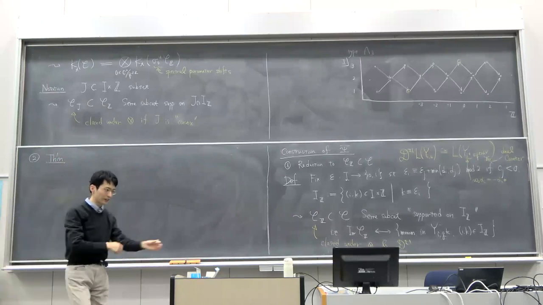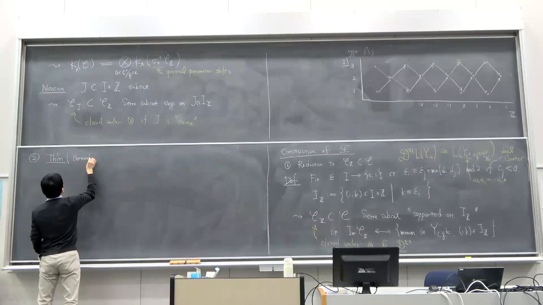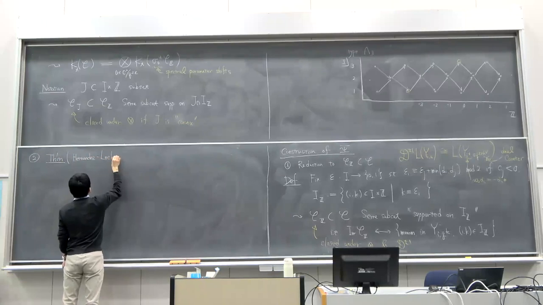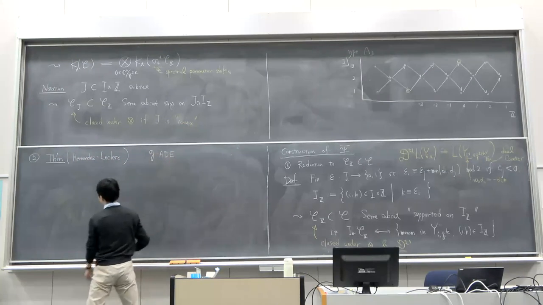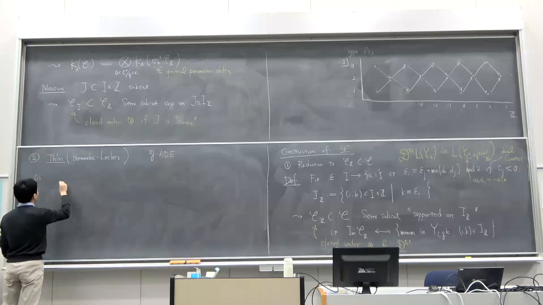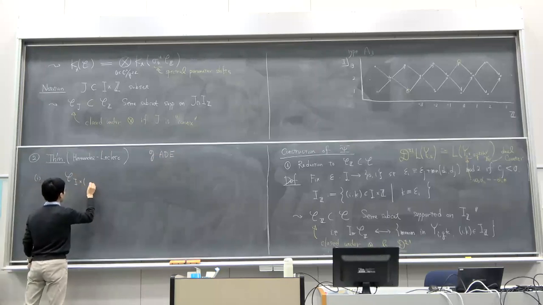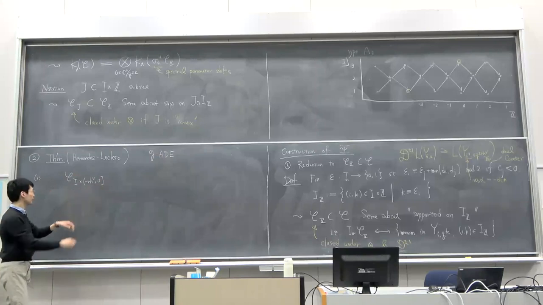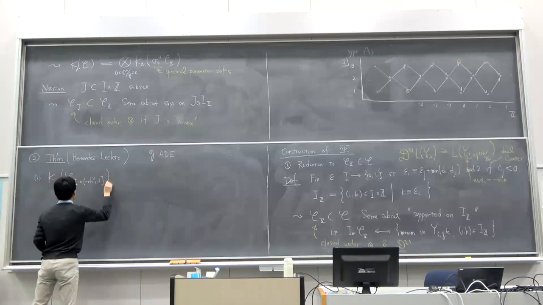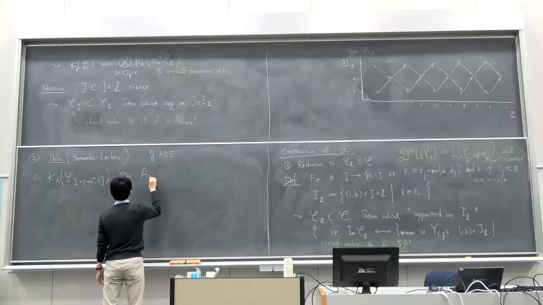First, let us consider the case of type ADE. In this case, this is due to Hernandez and Leclerc. When G is of type ADE, they proved the following. First, let us consider the category C supported on this set I times a certain interval between minus R h check and zero. Then this is a monoidal subcategory. We can consider the corresponding Grothendieck ring.